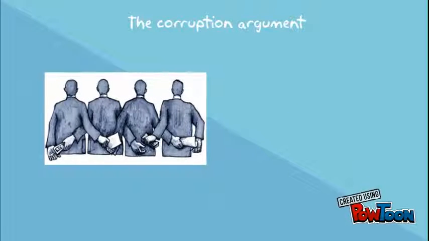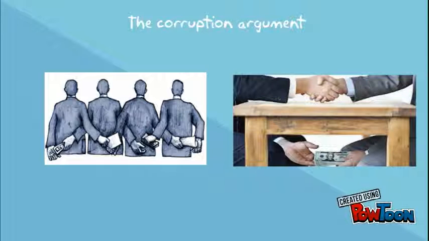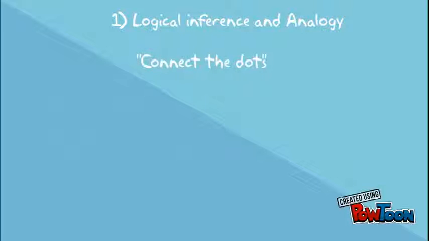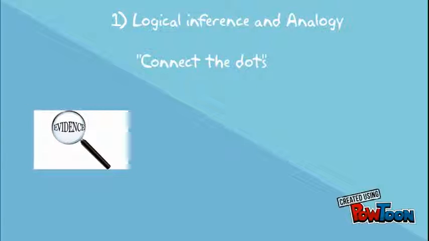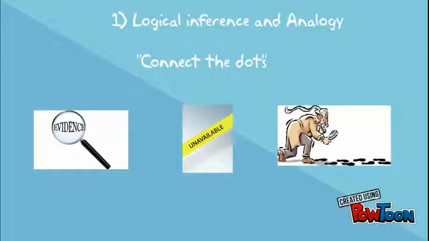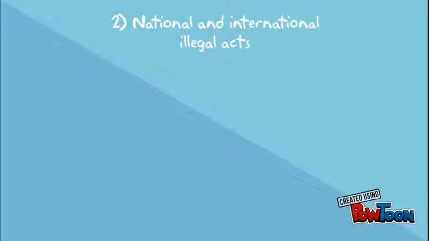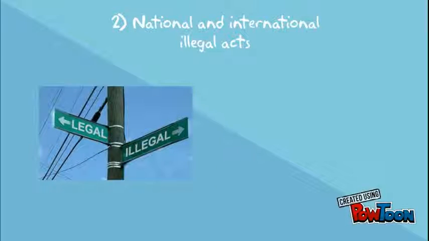And finally, we got the corruption argument. In this part, the methodology adopted by the tribunal has two hallmarks. The first is the use of logical inference and the self-labeled connected dots approach to the evidence. The tribunal expressly recognized that it has the capacity, in the face of circumstances where clear evidence may not be available, to draw logical inferences from the evidence that was adduced. The second element is the national and international legal acts. The tribunal made it clear that these acts could be the basis of finding corruption.